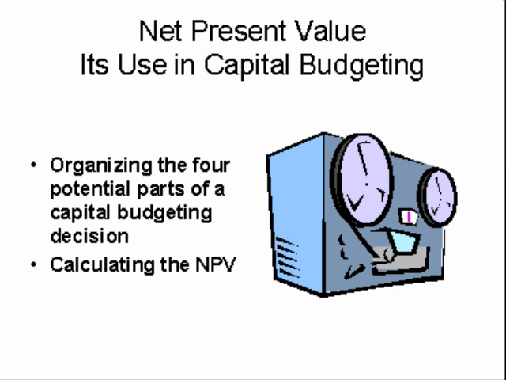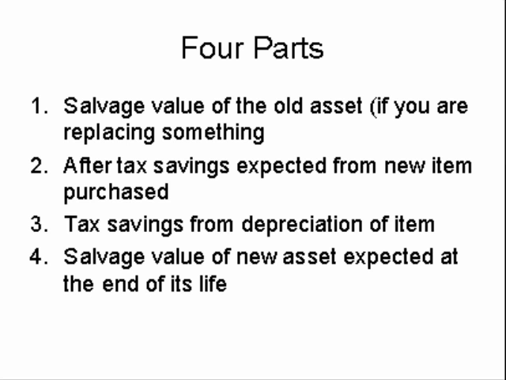We're going to study the net present value for an asset purchase today. There are 4 potential parts to a capital budgeting decision: the salvage value of what you're getting rid of, the after-tax savings expected from the new purchase, the tax savings from the depreciation on the new item, and the salvage value of getting rid of the new asset at the end of the life, if there is any.